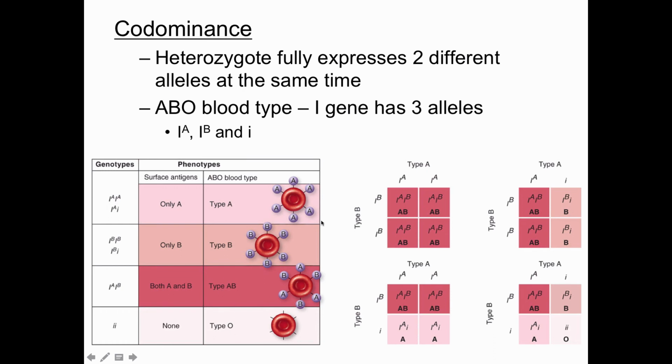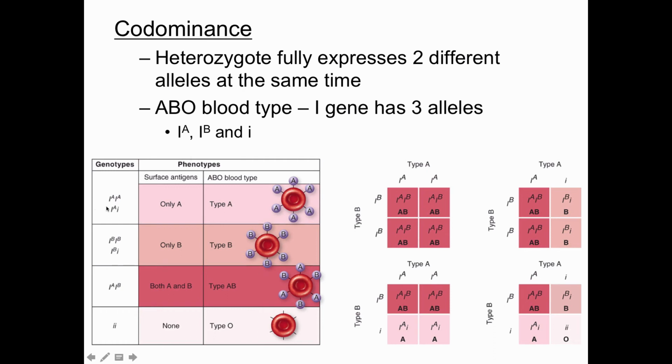How this is determined is essentially by what kind of proteins are on the surface of our red blood cells. So basically, the gene for blood type has 3 alleles. There's A, there's B, and there's O. But A and B can be expressed at the same time. That's the codominant part of this.